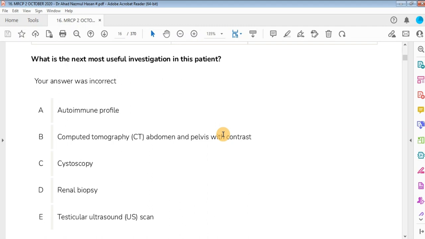What is the next most useful investigation in this patient? A, autoimmune profile. B, CT abdomen and pelvis with contrast. C, cystoscopy. D, renal biopsy. E, testicular ultrasound scan.